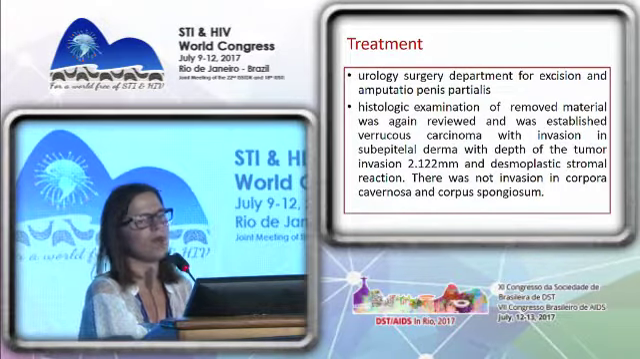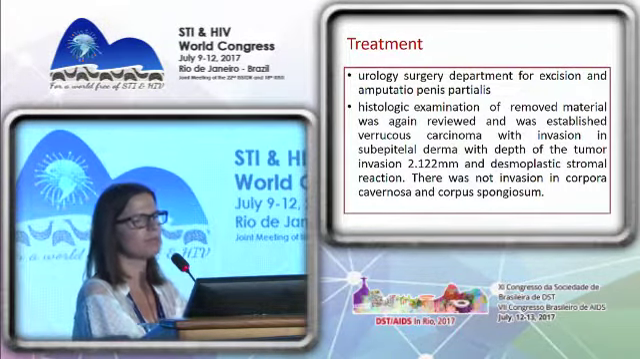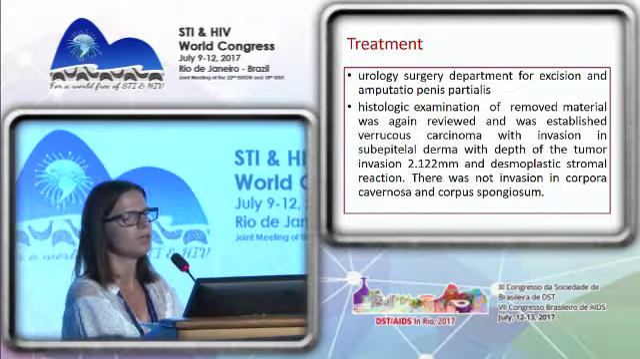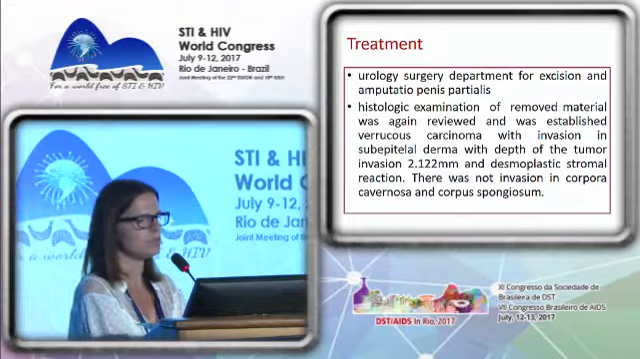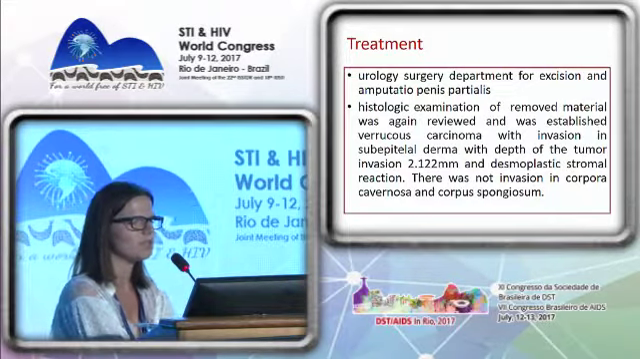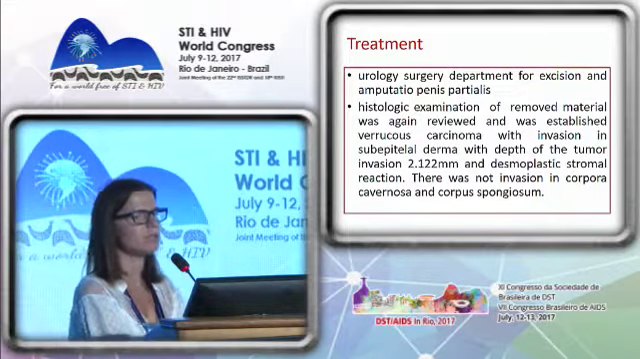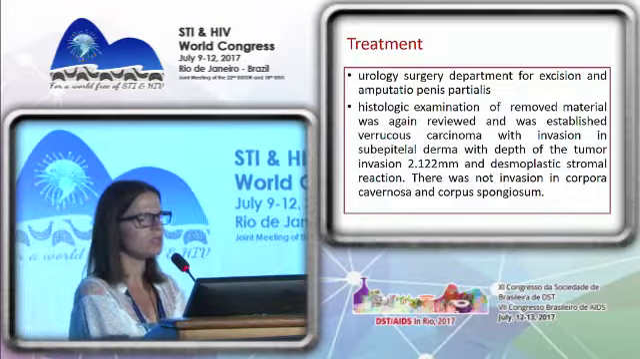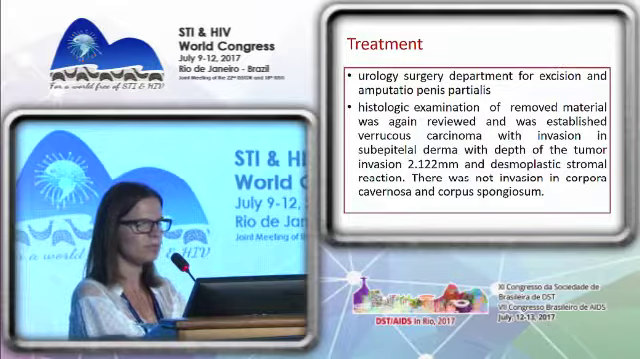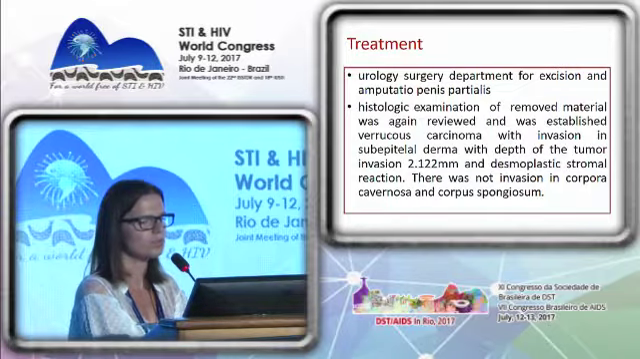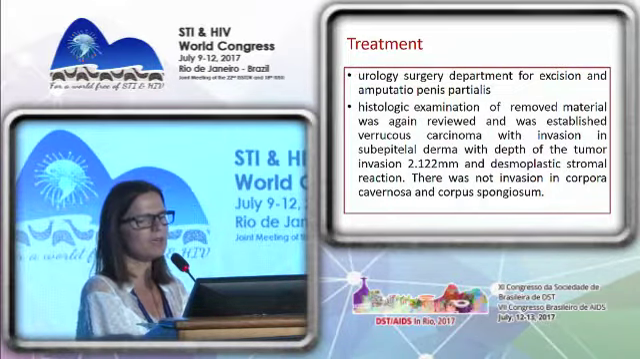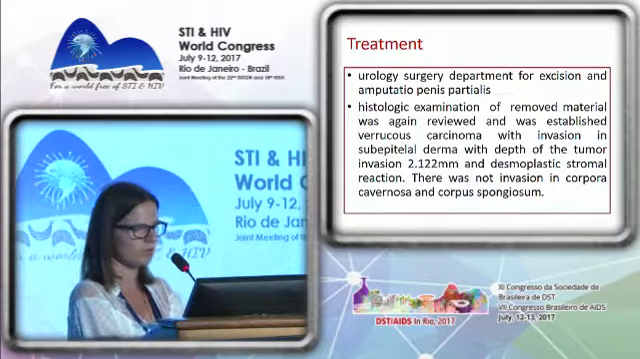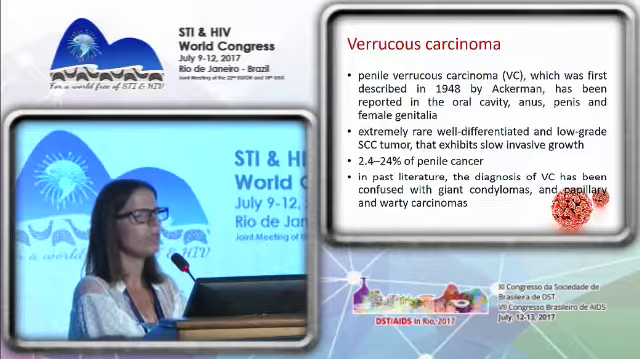One month later, we sent the patient to the urology department, and excision and amputatio penis partialis was performed. Histological examination of the removed material was again reviewed, and was established as verrucous carcinoma with invasion in the subepithelial dermis, with a depth of tumor invasion of 2.1 millimeters and desmoplastic stromal reaction. There was no invasion in the corpora cavernosa and corpus spongiosum.